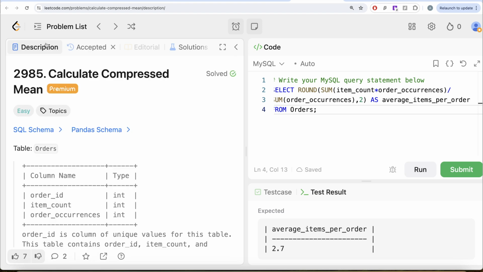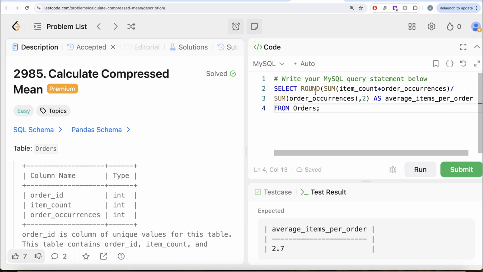So not a difficult question. What we basically had to do was get the total items. We did item count multiplied by the order occurrences to get the numerator, and we divided by the sum of order occurrences as the denominator, rounded to two decimal places, and aliased this as whatever was needed in our output. So this is how we do it.